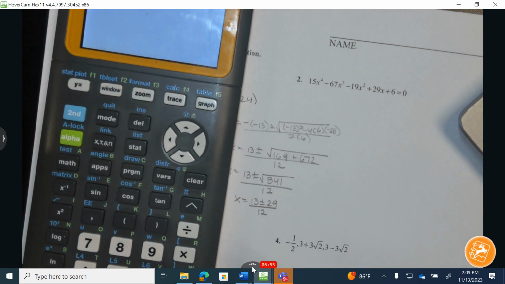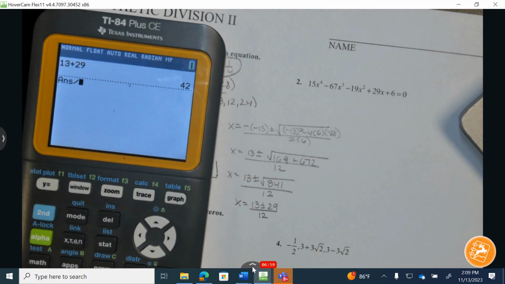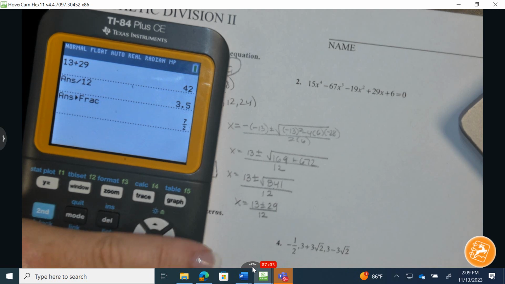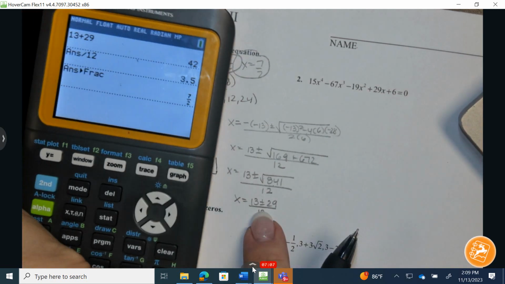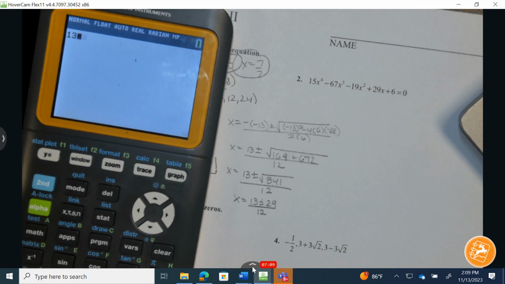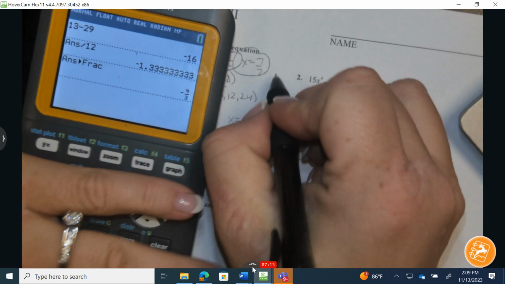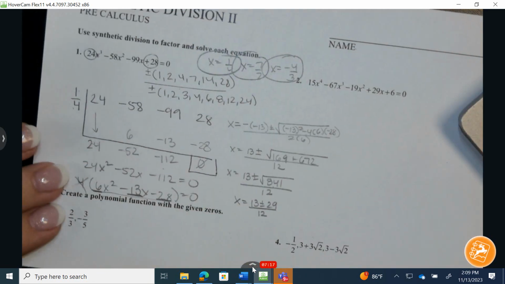13 plus 29 is 42, and you can see that on my calculator. Now I'm going to divide it by 12, and then I can use the calculator to reduce it into 7/2. Another answer is 7/2. This time I'm going to subtract. So I'm going to take 13 minus 29, divided by 12, turn it back into a fraction to get a negative 4/3. All the work is necessary.